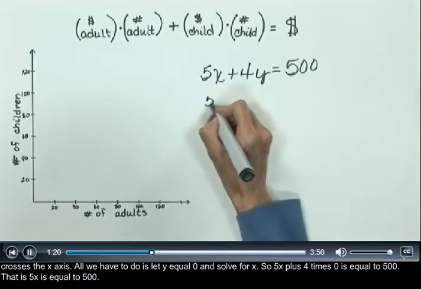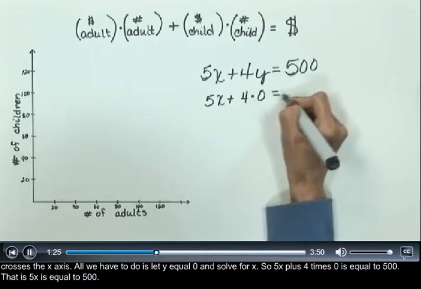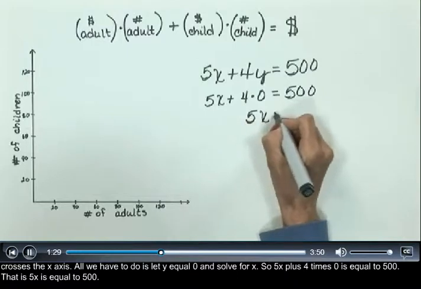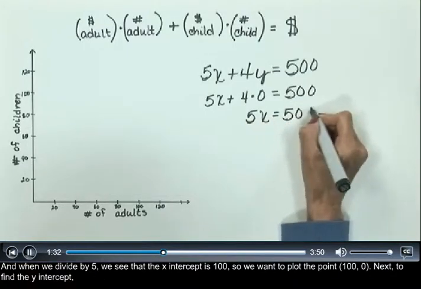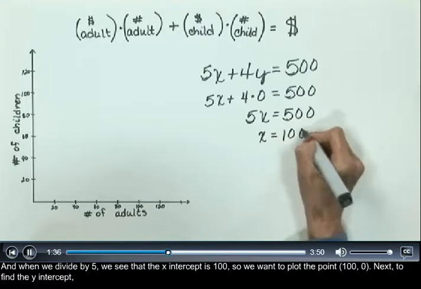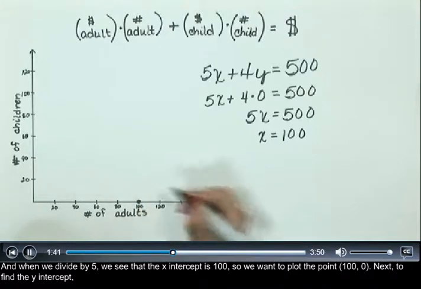The x-intercept is the x-coordinate of the point where the graph crosses the x-axis. All we have to do is let y equal 0 and solve for x. So 5x plus 4 times 0 is equal to 500. That is, 5x is equal to 500, and when we divide by 5, we see that the x-intercept is 100. So we want to plot the point (100, 0).